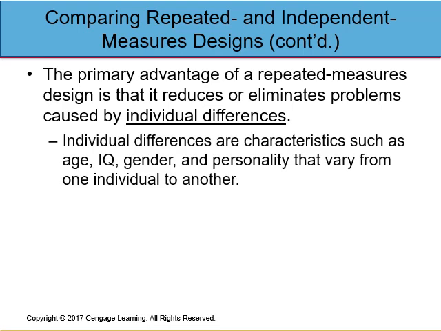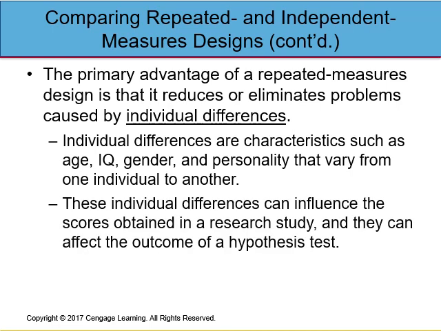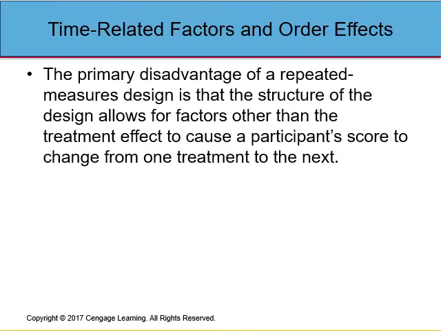Individual differences are characteristics such as age, IQ, gender, personality. These individual differences can influence the scores obtained in a research study, and they can affect the outcome of a hypothesis test. So definitely if you have a repeated measures design where you're using the same person, well, the same person has the same age, the same IQ, the same gender, the same personality, because it is exactly the same person.